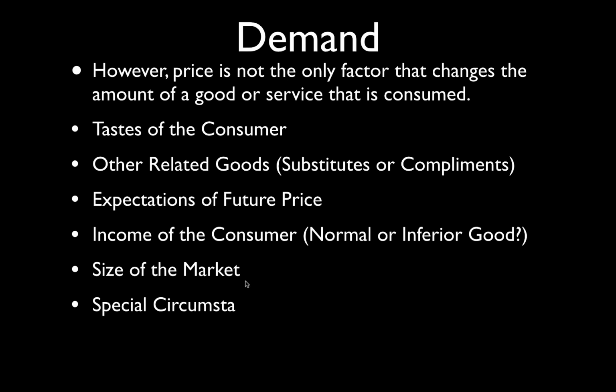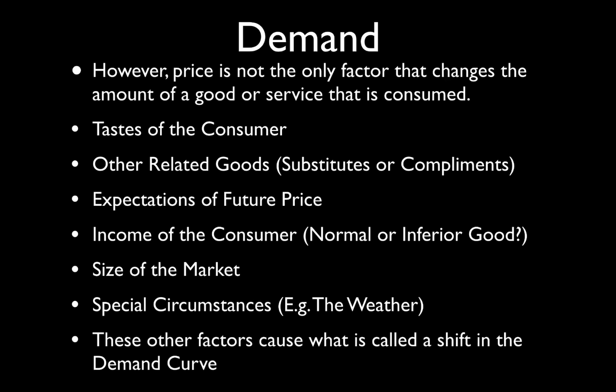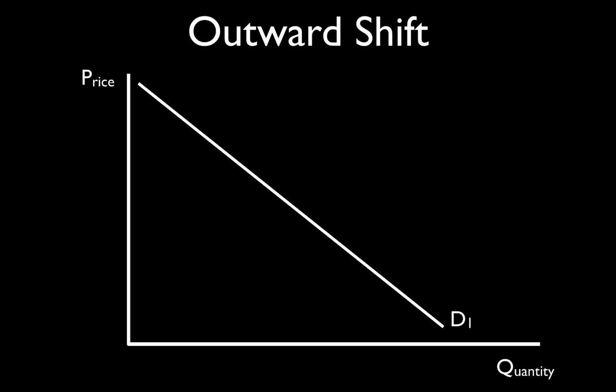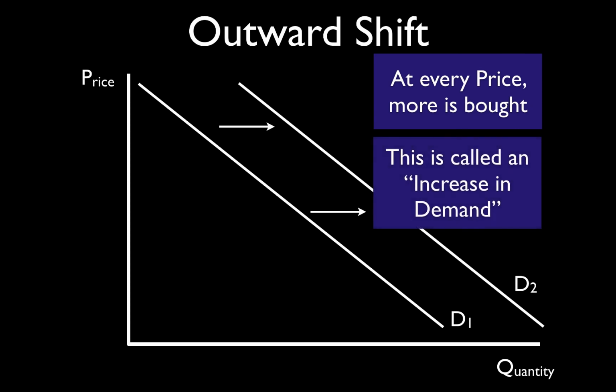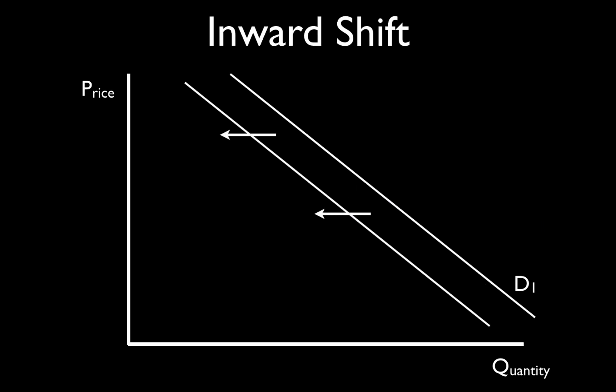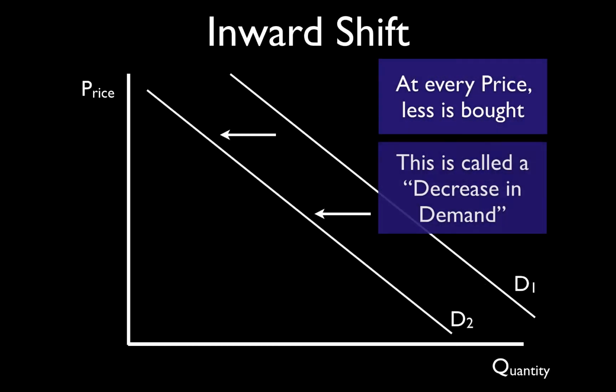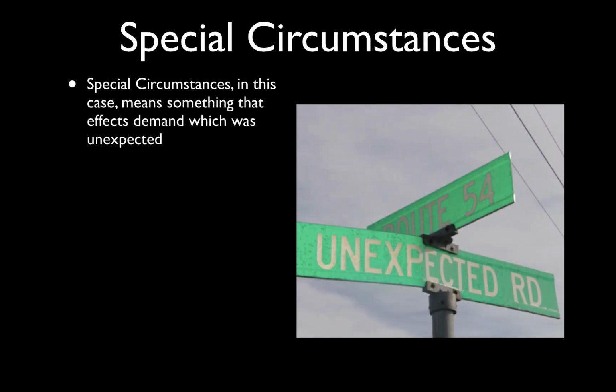As we've already said, now we're going to look at special circumstances and how that may affect the demand for a good. So all of the above factors cause what is called a shift in the demand curve. So what's a shift? And I hope at this stage you're absolutely sick of seeing this. An outward shift of the demand curve means that at every price more is bought, and this is called an increase in demand. An inward shift of the demand curve means that at every price less is bought, demand is lower, people want to buy less of the good for whatever reason. This is called a decrease in demand.